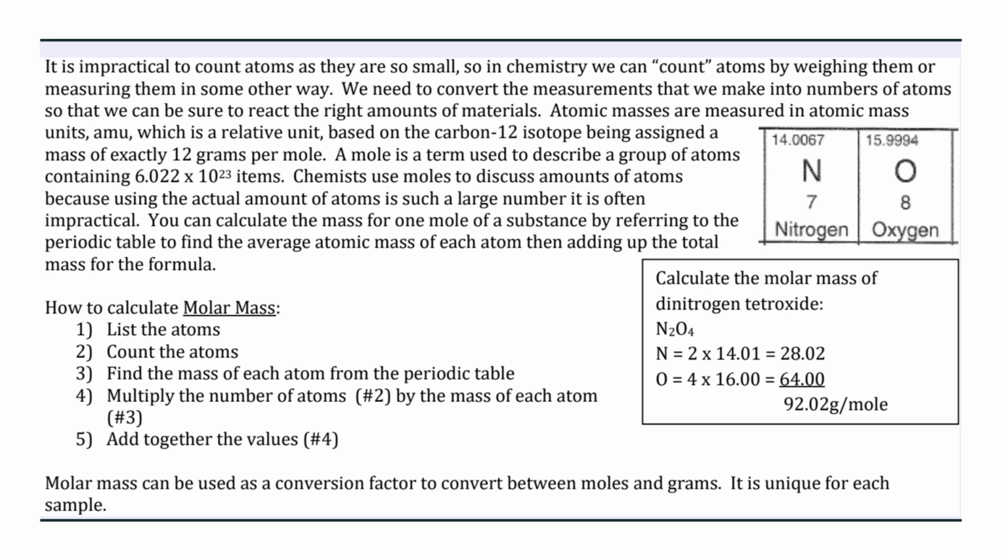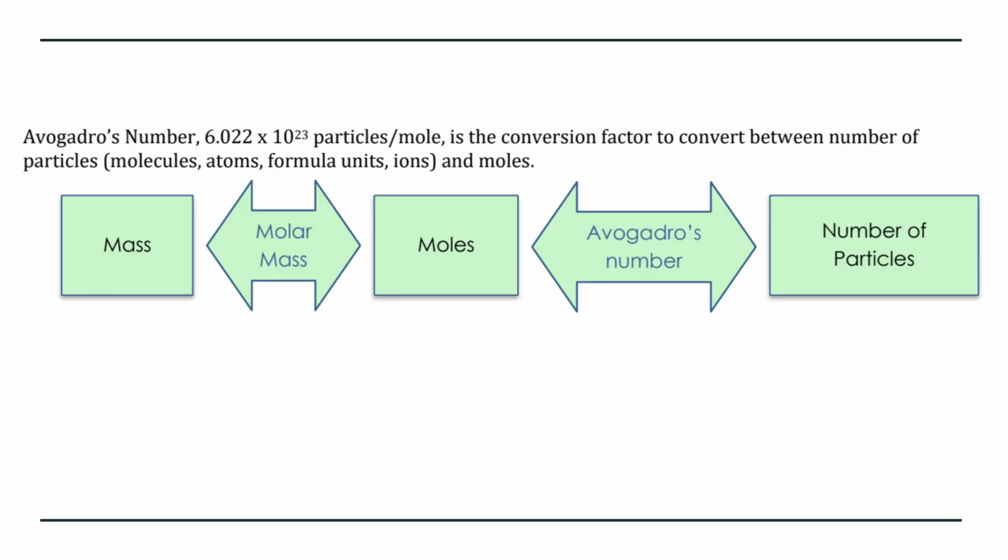Like we did before sophomore year, you can use a molar mass as a conversion factor in order to be able to convert between moles and grams. Avogadro's number, 6.022 times 10 to the 23 particles per mole, is a conversion factor. You can use that to convert between numbers of particles. So the particles can be molecules, atoms, formula units, ions, and moles. And we'll see a couple examples with formula units and ions so you can know what I'm talking about.